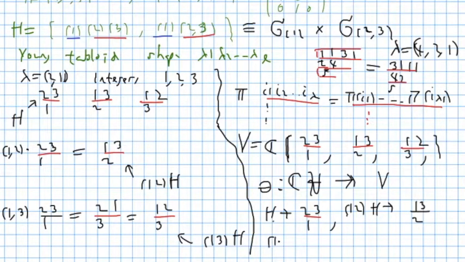Okay, and 1, 3H goes to the tabloid 1, 2, 3. Okay, so this defines a linear transformation if I just extend it, because I define it on the basis, and you can check that this is an isomorphism.